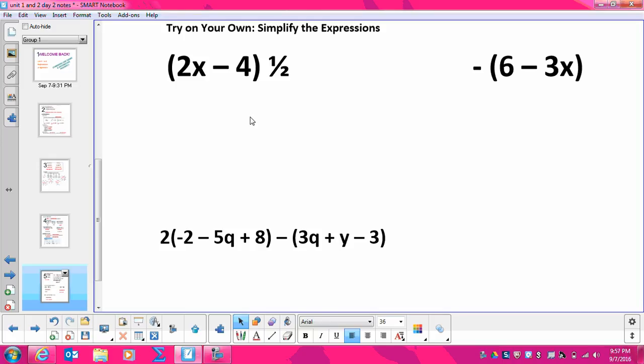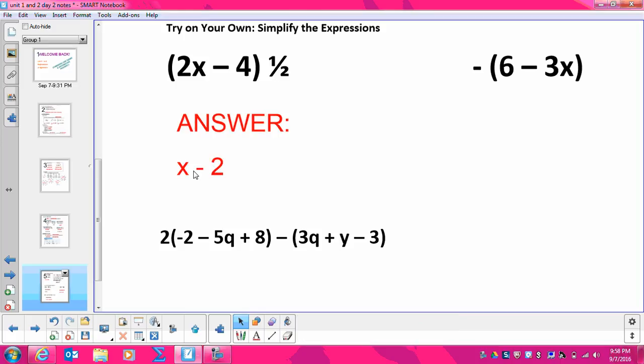Alright, so we're back. So this first one, you had to distribute the 1/2 to the 2x and to that -4, giving you an answer of x minus 2. Here, this negative sign is really a -1. So you're distributing out a -1 to everything, giving you an answer of -6 plus 3x.